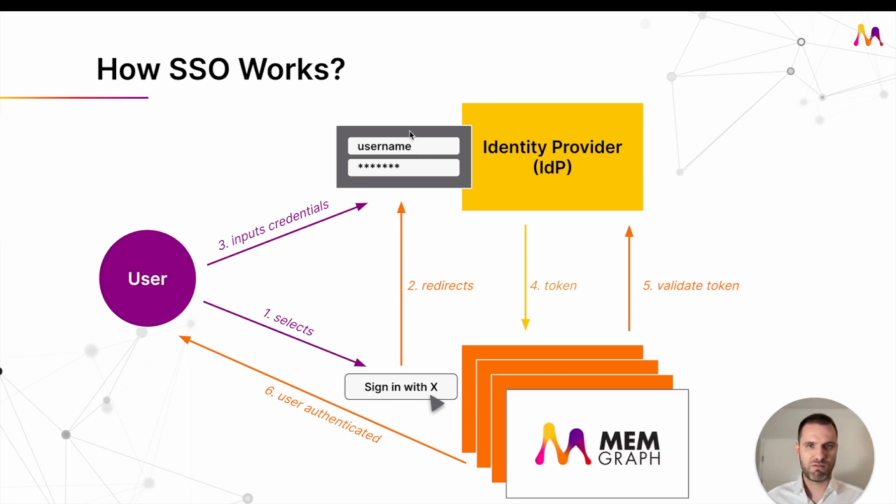Memgraph actually functions as a service provider in this scenario. Hence, the beauty of SSO lies in its centralized approach, where the identity provider handles all sensitive information, while the service provider only receives a token to confirm the user's identity. This centralization significantly simplifies user management and enhances security.